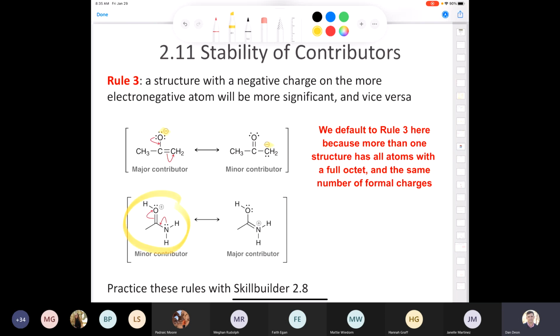This is a protonated amide, anyhow, that's neither here nor there. If we look at these 2 resonance contributors here, I have a positive charge on an oxygen versus a positive charge on a nitrogen. The first rule doesn't apply, because the oxygen and the nitrogen in both of these contributors have complete octets. And so the major one is going to be the one that has the positive charge on nitrogen, because nitrogen is less electronegative than oxygen.